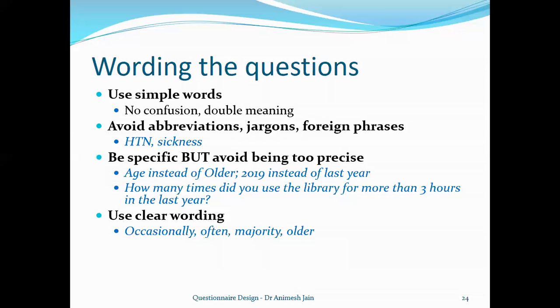So for example, I can say occasionally means once in a week, or say once in a month, or whatever. I can define that. Or once in a fortnight. Often means more than thrice a week, or more than thrice a month, something like that. So I get an idea as a respondent. Otherwise, my often may not be the same as somebody else's often and the researcher's often.